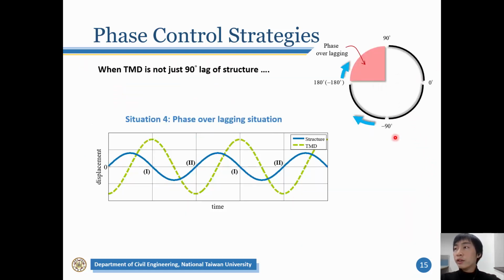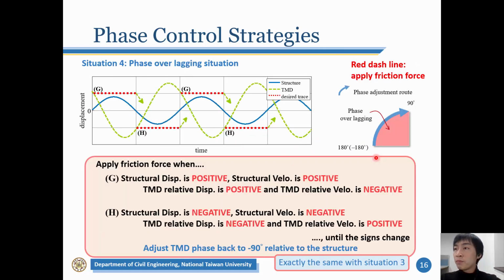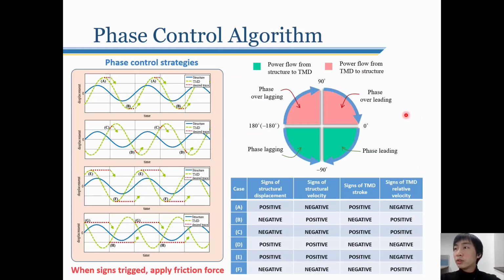The last situation, if the tuned mass damper force motion is shifting like this, we call it the fast overlagging situation. In this situation, we choose to adjust the tuned mass damper phase like this figure, because the sign criteria is the same as the strategy 3. So the sign judgment of each situation is here. Note that the signs of the third and the fourth situation are repeated, so it's only 6 signs that trigger the friction force.